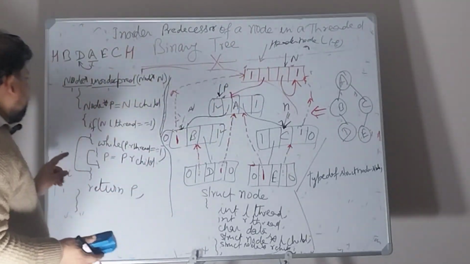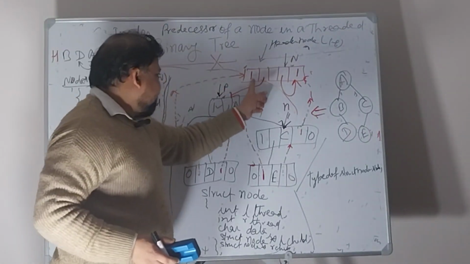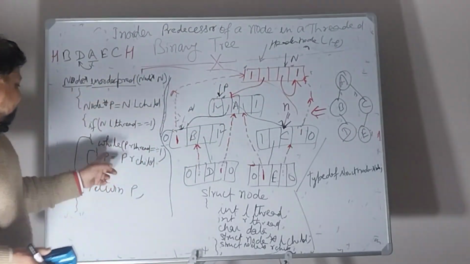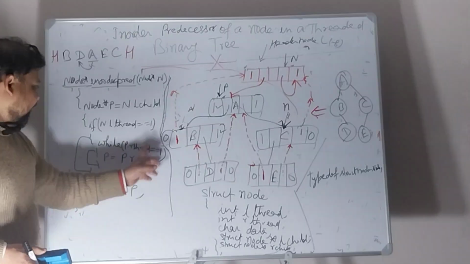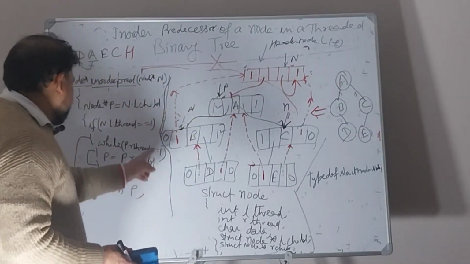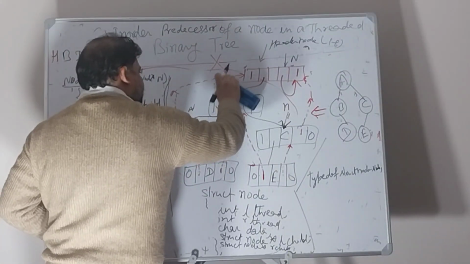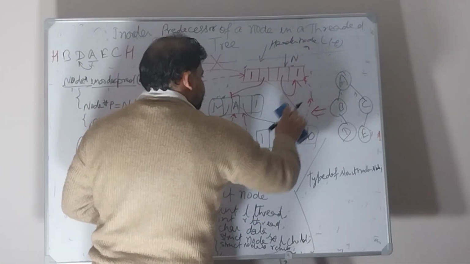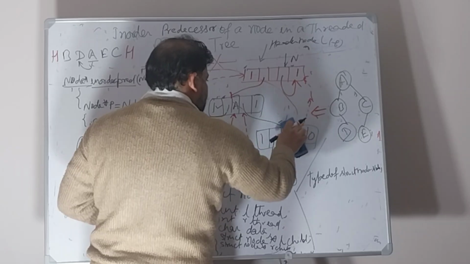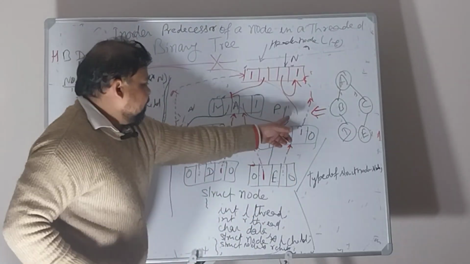N is over there. Now I'll check whether n l thread is equal to 1. N l thread is equal to 1. If it is there, I'll try to traverse till p r thread is equal to 1. So I'll check p r thread. This value is 1. So if it is there, p will go to p r child. So p from here will come to here, this p will come. Now p will come here.